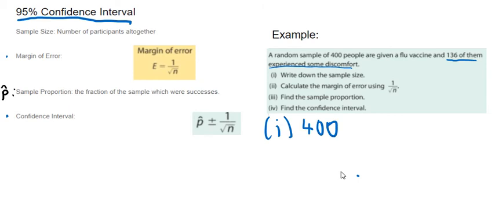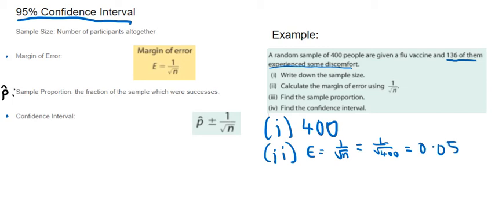That's simple enough. The second part is to write down the margin of error. The formula for margin of error is E equals 1 over the square root of n, where n is the sample size. So in this case, it'll be 1 over the square root of 400. If you put that into a calculator, you'll get 0.05. So that's the margin of error here, and we've basically got half of the confidence interval worked out already.